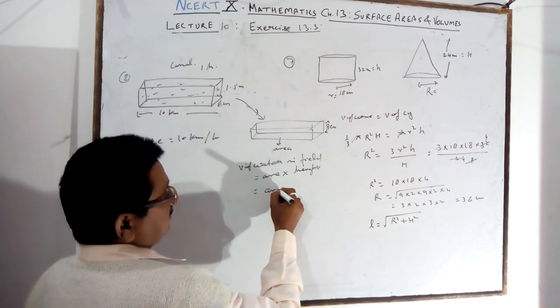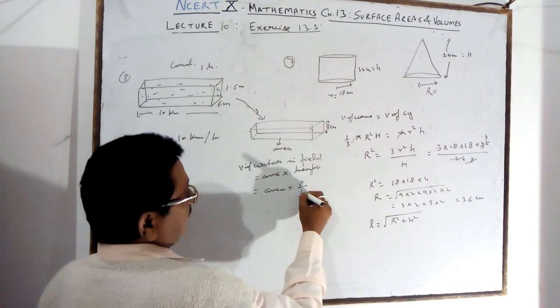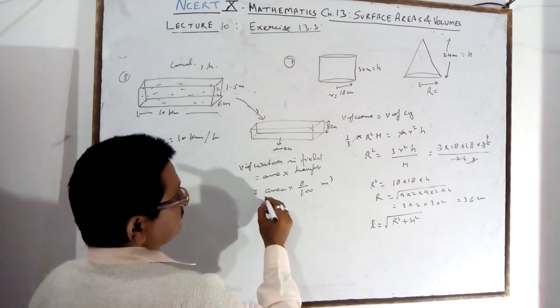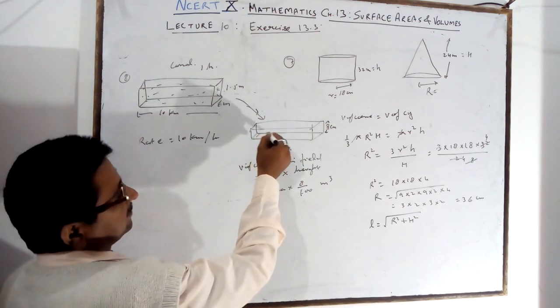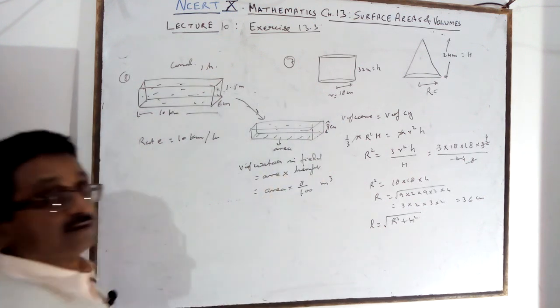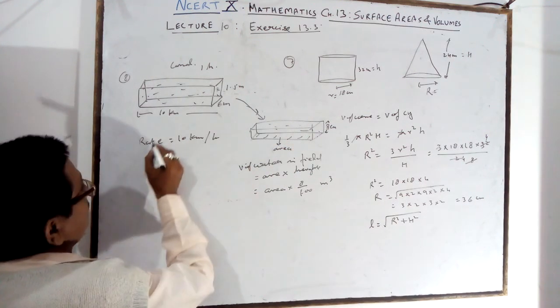That is area multiplied by 8 upon 100 meter cube. It is the volume of water in the field. Area of the field multiplied by height will be the volume of water in the field. Base area into height is the volume of water.